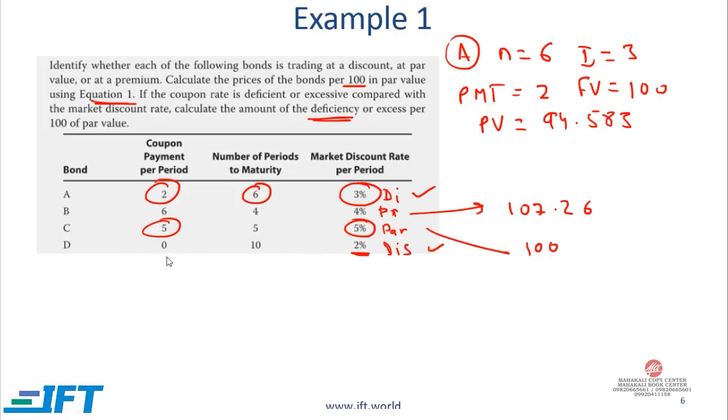And finally, bond D, you can plug in payment is equal to 0. Number of periods N is 10, discount rate or the interest rate is 2, FV is 100, and when you compute the price, you should get 82.035.